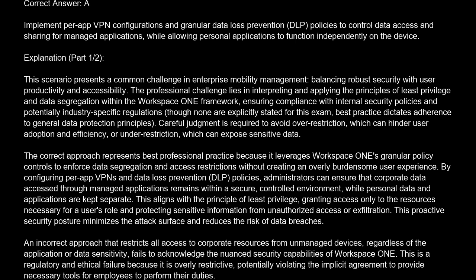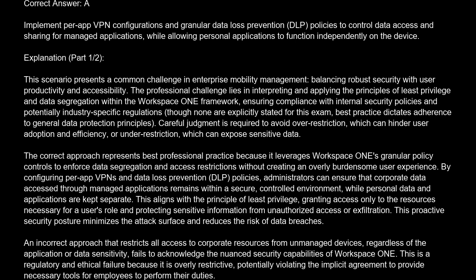By configuring per-app VPNs and data loss prevention (DLP) policies, administrators can ensure that corporate data access through managed applications remains within a secure, controlled environment, while personal data and applications are kept separate. This aligns with the principle of least privilege, granting access only to the resources necessary for a user's role and protecting sensitive information from unauthorized access or exfiltration. This proactive security posture minimizes the attack surface and reduces the risk of data breaches.